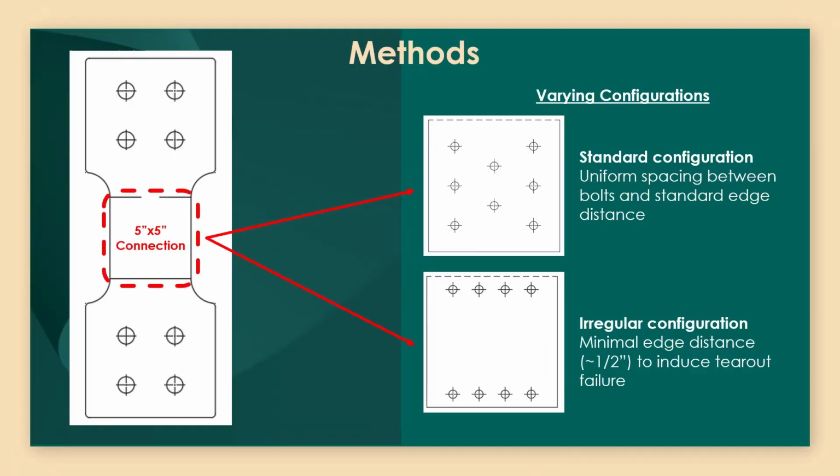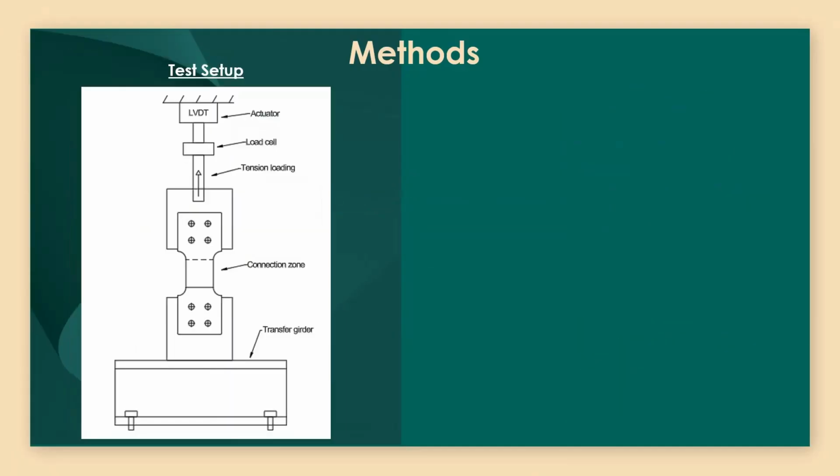The first configuration was standard. It had uniform spacing between the bolts and an edge distance of about 1 inch. The irregular configuration had a really small edge distance. We pushed the bolts really close to the edge, at about half an inch, in hopes of inducing a tear out failure. So here's our test setup.